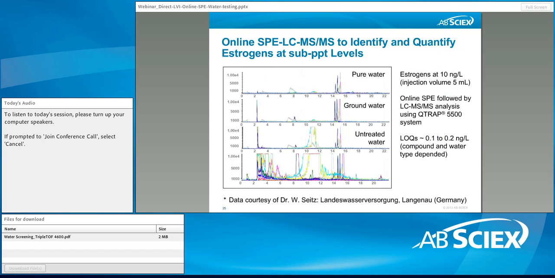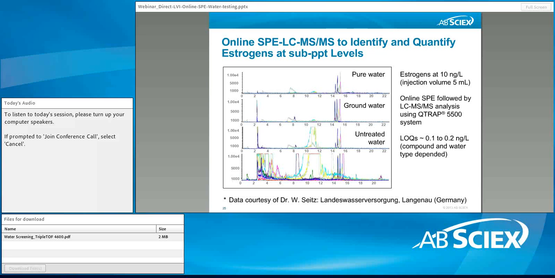And here's another example where online SPE was used to identify and quantify estrogens at sub-parts per trillion levels. That is data which was done at the water laboratory in Langenau in Germany. I would like to thank Dr. Seitz for providing that data to me. You can see here different types of waters, pure water, groundwater, and untreated water, and the bottom one, that's a wastewater sample. They have been spiked with estrogens at 10 nanograms per liter level.